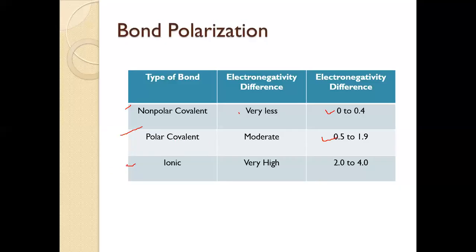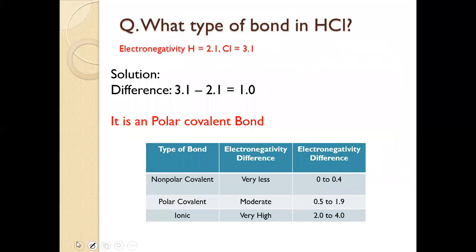And the third type of bond is the ionic bond, where the electronegativity difference is very high. And what is the range of that electronegativity difference? That is from 2 to 4. When the electronegativity difference is 2 to 4, at that time we say that the bond is an ionic bond. Now one example is given of how we calculate which bond is formed.